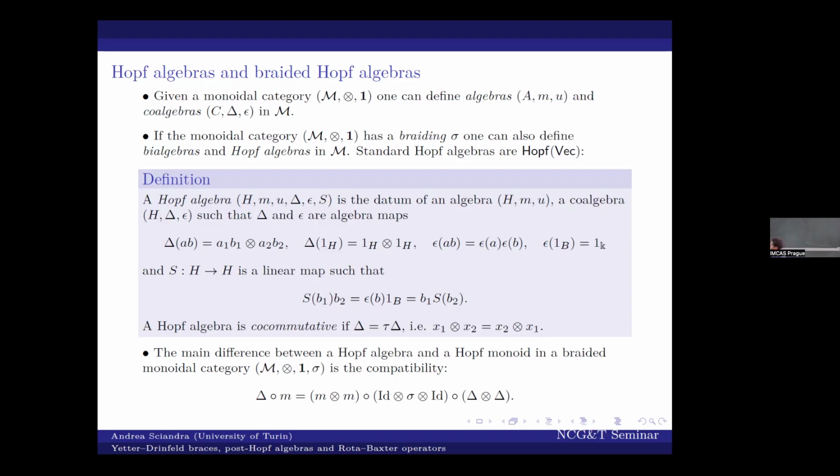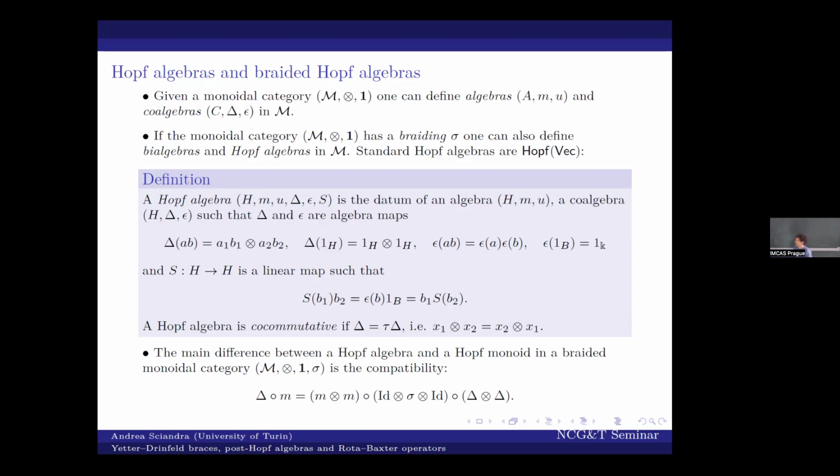A Hopf algebra is cocommutative if doing the coproduct of an element is the same as doing the coproduct and then the flip map. So on elements it is this one: x1 tensor x2 is equal to x2 tensor x1.